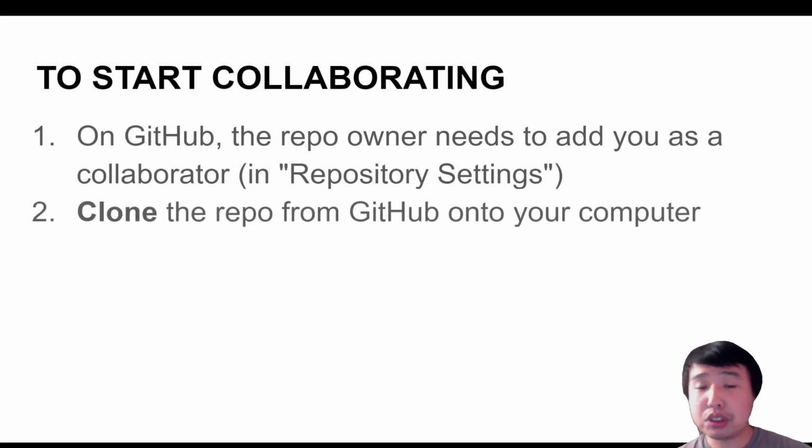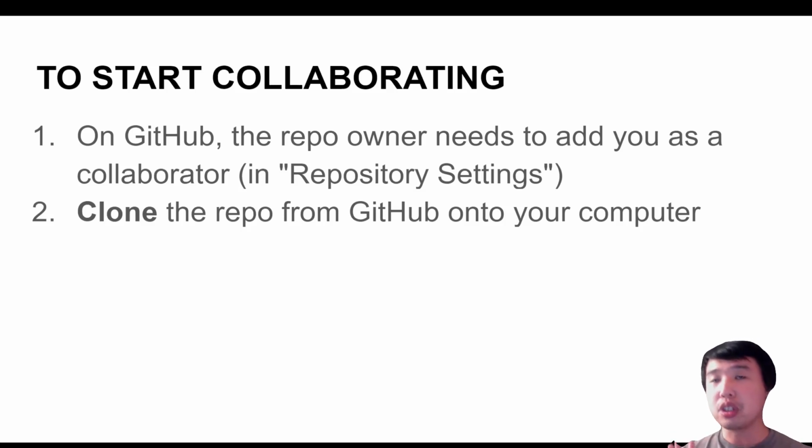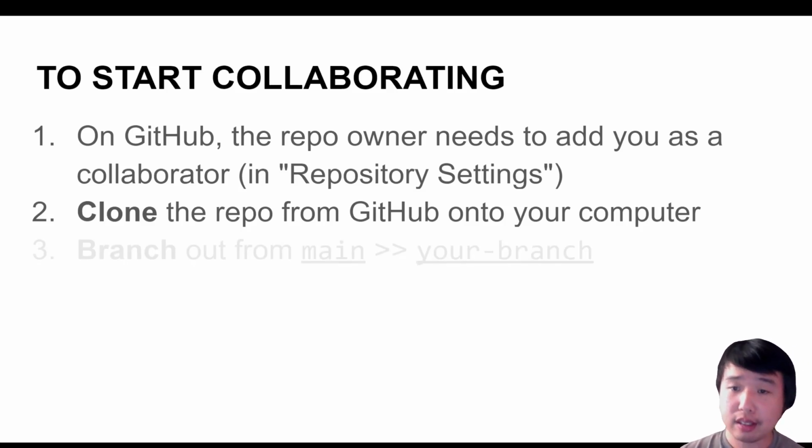Then after that, you need to clone the repo. So after you're added as a collaborator, you need to go onto GitHub and copy the URL and then use your Git tool to clone it to your computer. So you have a full copy of it that's connected to GitHub. That's what cloning is. Don't just download it, make sure you clone it.